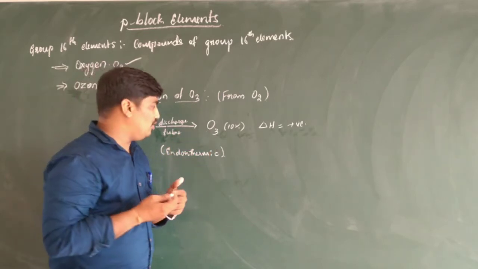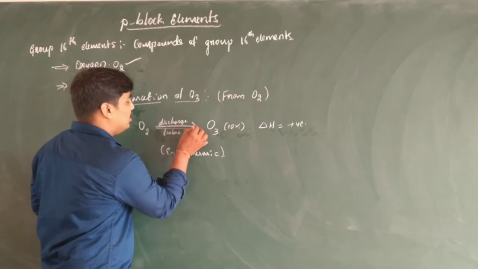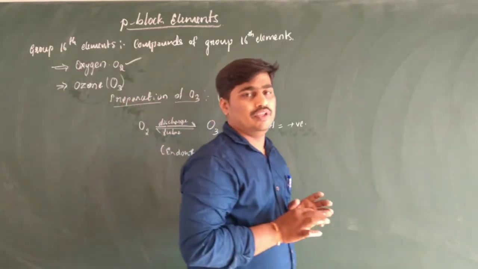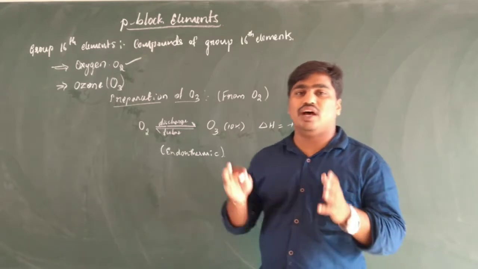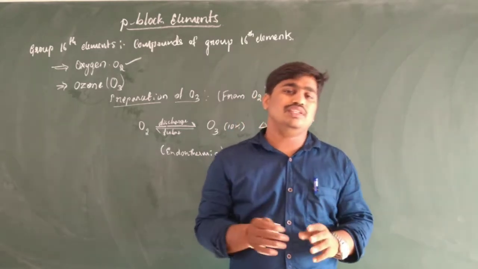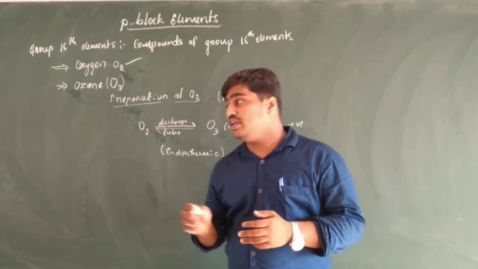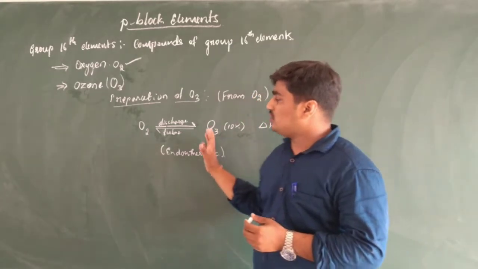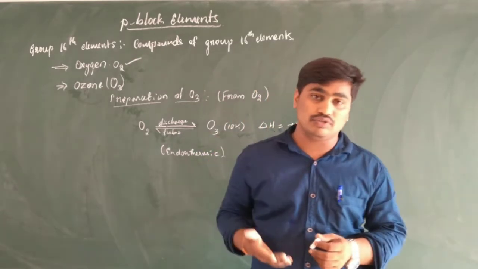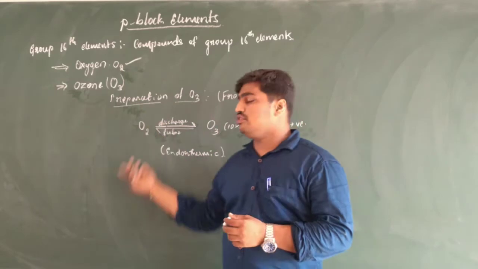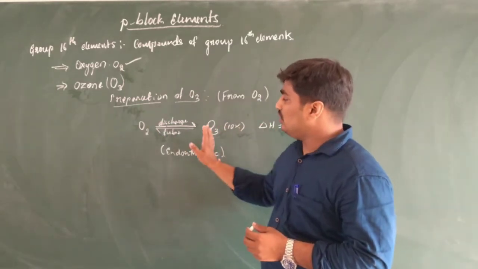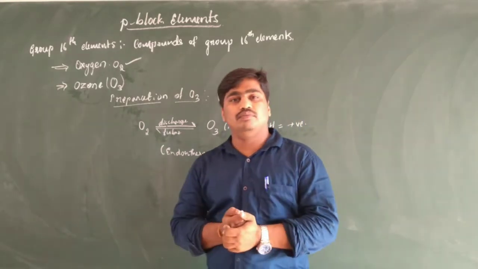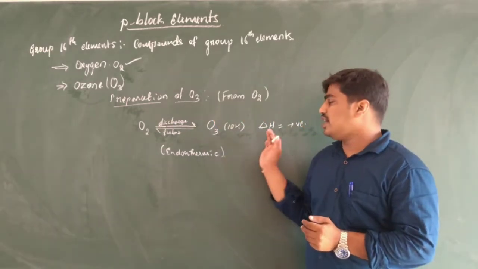You are already well aware of the concept of reversible reactions, the equilibrium and all that. This reaction is actually reversible. The reason for the reversibility is the instability of ozone. Ozone is highly reactive, which means it is less stable. Compared to oxygen, ozone is highly unstable. Therefore, it tries to decompose again to oxygen. That's the reason this reaction is reversible. Every reversible reaction has some equilibrium point, and this reaction is endothermic.